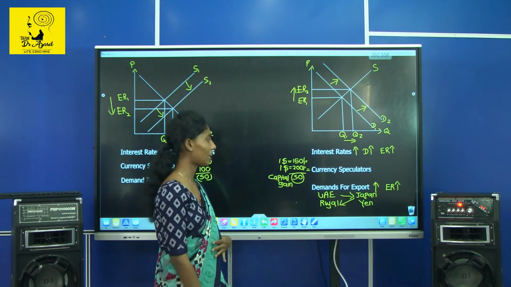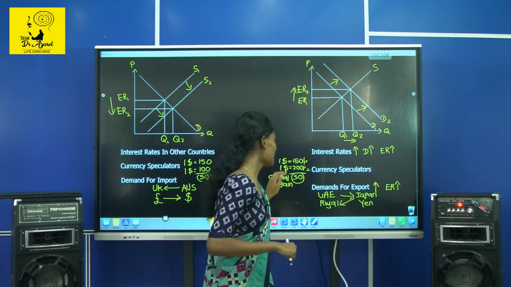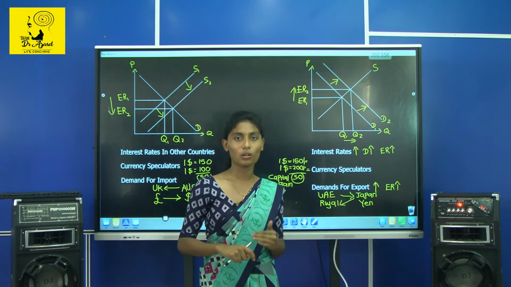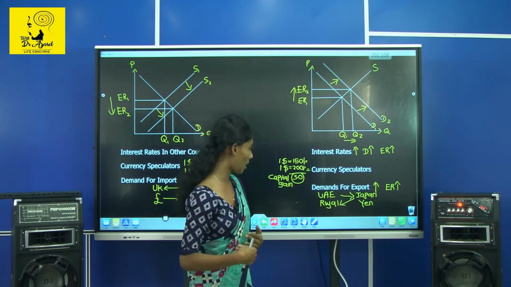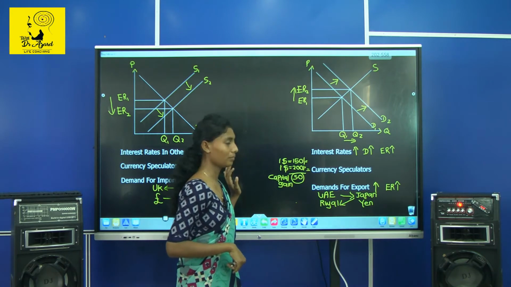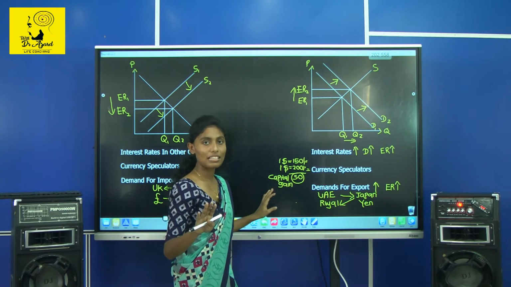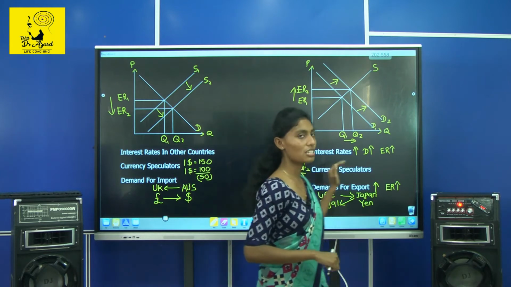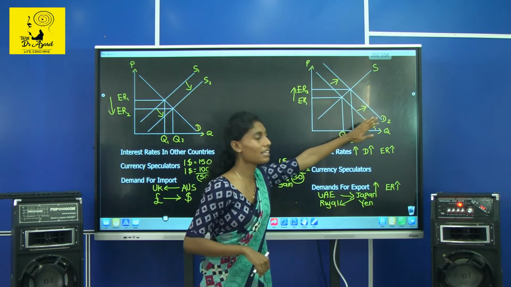The other one is currency speculators. These are the people who expect that the currency will increase in the near future. Say $1 is 150 rupees, so they buy the dollars now and wait until the dollar price increases to 200, and they sell those dollars. Then they get a gain of 50. We don't call it a profit, we call it a capital gain. So this is what we call currency speculators. When they buy more and more, demand will be increasing.